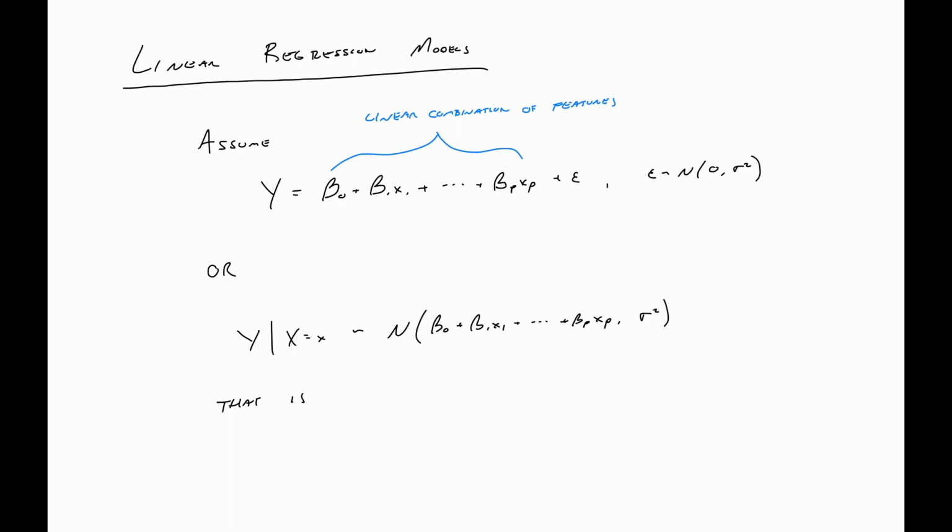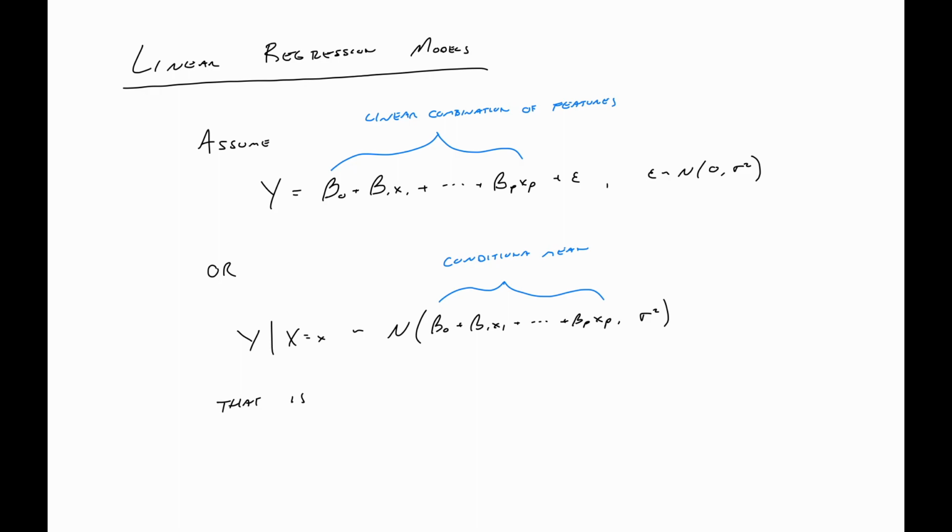Plus some noise around them. And often that noise is assumed to be normally distributed with mean 0 and variance sigma squared, although that won't be super important for some of the simple predictions we're trying to do. Another way to write that is to say that the conditional distribution of y given x is normal with this mean, which would be a conditional mean, and some variance sigma squared.